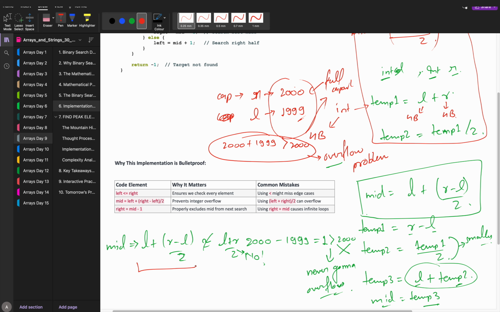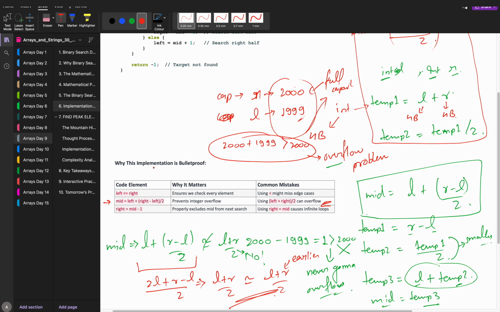How? Let's solve this. If I take the LCM, what will be happening? Twice of L plus R minus L divided by 2. So what will this become? Twice of L minus L, L. L plus R divided by 2. Isn't it equal to L plus R divided by 2 which you were using earlier? Same here. That's why. Okay. So that was a common mistake that people always make. That's why I have written in the code comment: middle equals left plus right minus left divided by 2 prevents integer overflow. If you use left plus right divided by 2, then it overflows.